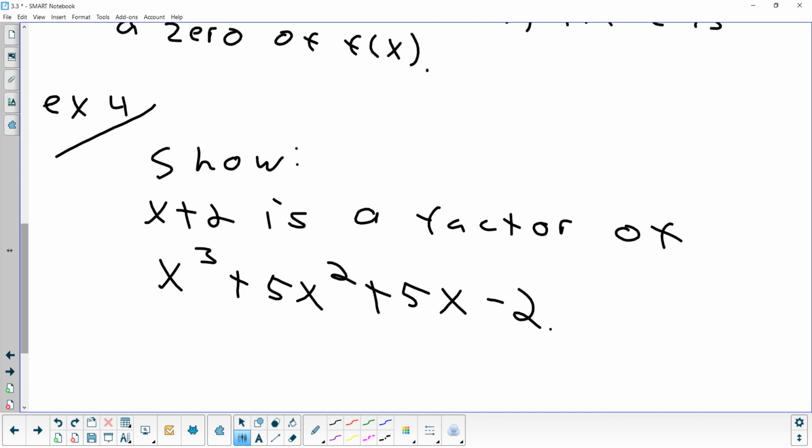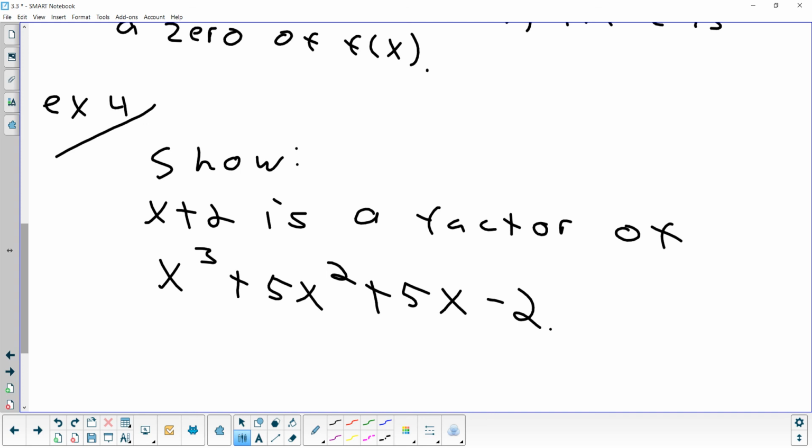What did we just do, or what did we just learn is a way to show that something is a factor? If, what happens? Ava? The remainder is 0. If you divide it into it and the remainder is 0. So let's do that. Let's divide this into this. And in fact, we don't even need to divide it, right? All we have to do is show the remainder is 0.